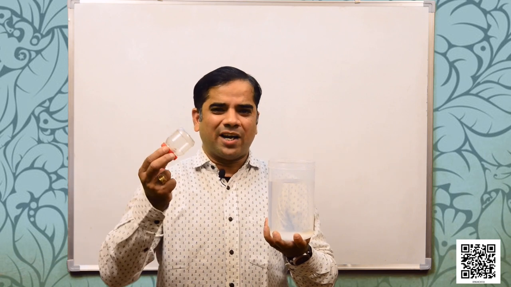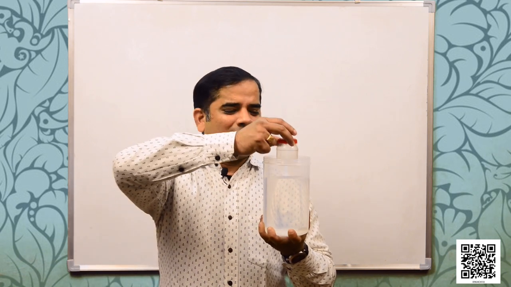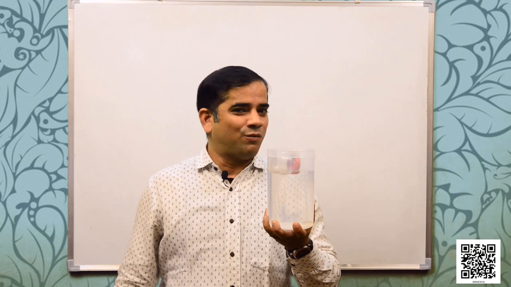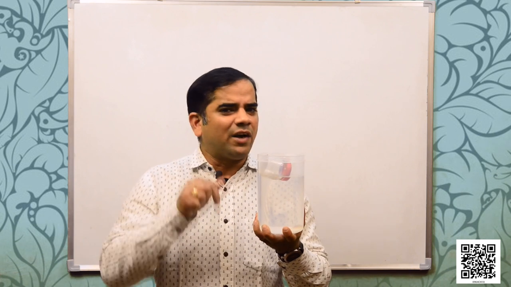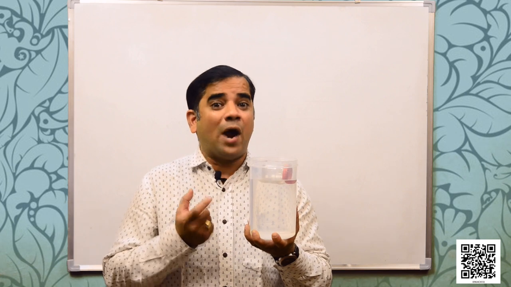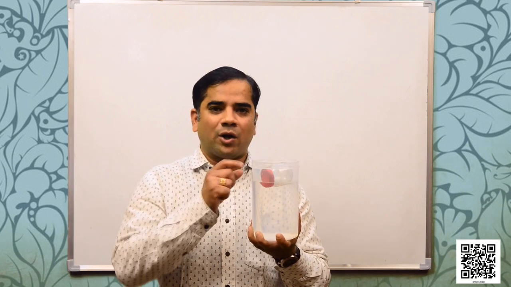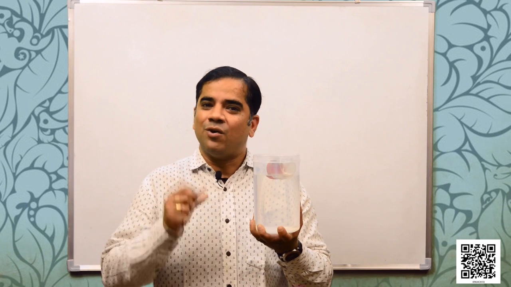As I have demonstrated it previously, let me put this bottle on the surface of water. What do you observe? The bottle floats on the surface of water. Why is it so? Gravitational force is acting upon this bottle in a downward direction. But within the liquid, there is a force, upthrust or buoyant force, which is pushing it upwards. In this case, it is greater. That is why the bottle is floating on the surface of water.